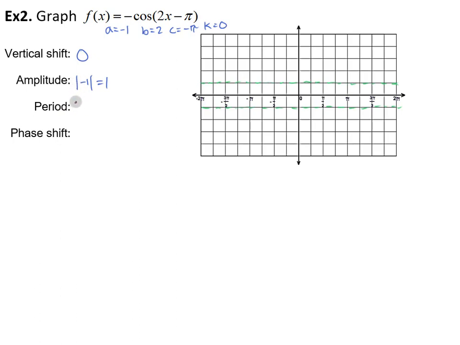So the formula, since it's not on the page here, for the period is the normal period, 2 pi, divided by the absolute value of b. So 2 pi over the absolute value of 2, again, is going to simplify to pi. So in this case, it simplifies to pi. It's going to repeat itself every pi units.